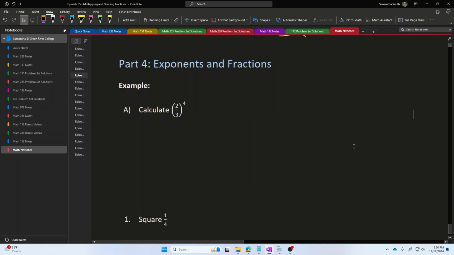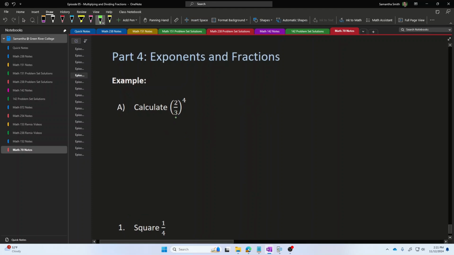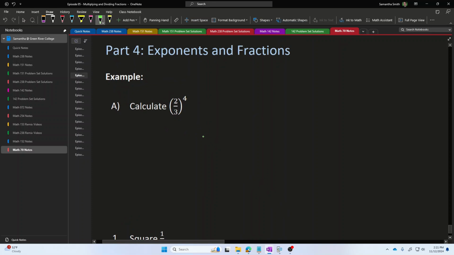In the final part of episode 5, I would like to talk to you about exponents and fractions. And this isn't really much different than what we talked about in part 1 of this episode when we were multiplying fractions together, because remember that an exponent is just telling you to multiply a number by itself repeatedly. For example, if somebody told me, please calculate 2/3 raised to the power 4, what they are asking me to do is take 4 copies of 2/3 and multiply them together.